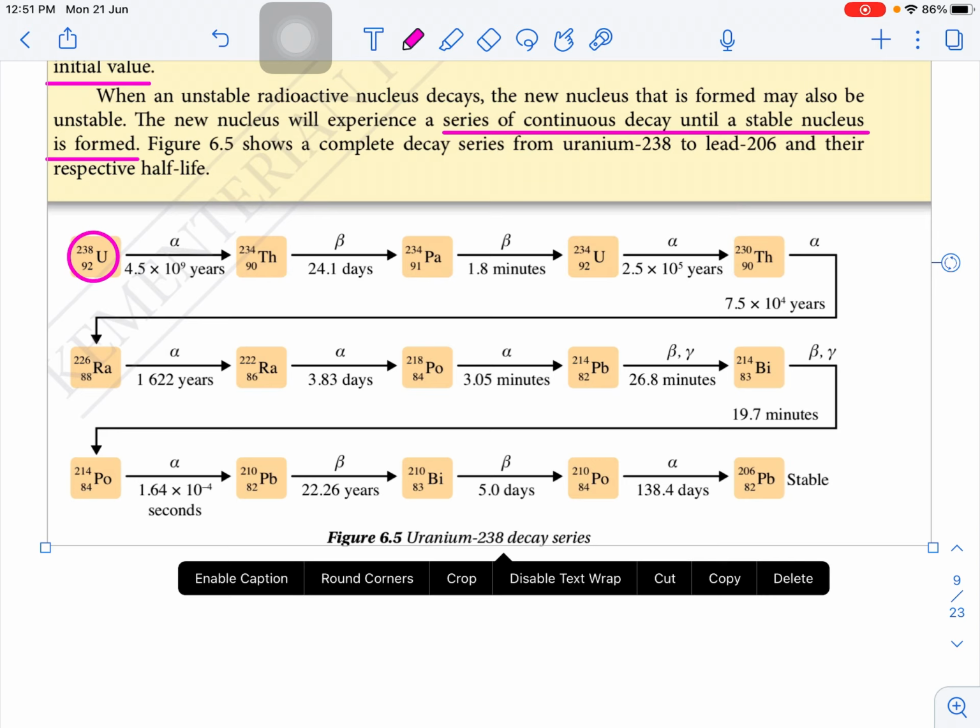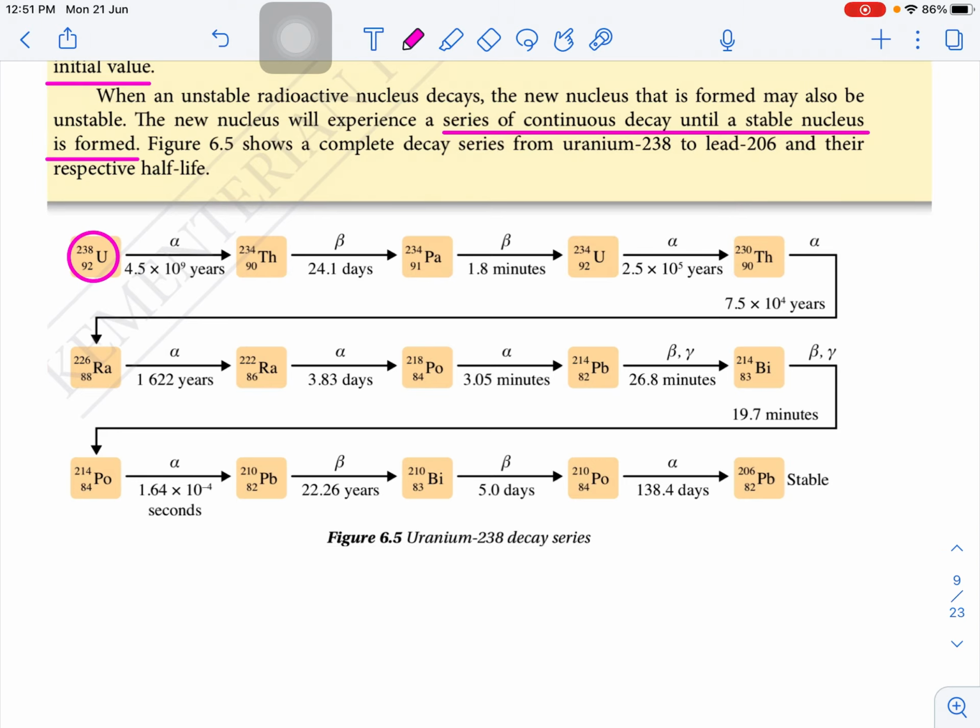From the series, we can see that we have two uranium: one is uranium-238 and the second is uranium-234, but the proton number is the same, that is 92. So the element is known as uranium because the proton number is the same, 92. The nucleon number 238 and the nucleon number 234 are different. When the nucleon number is different while the proton number is the same, the elements are known as isotopes.